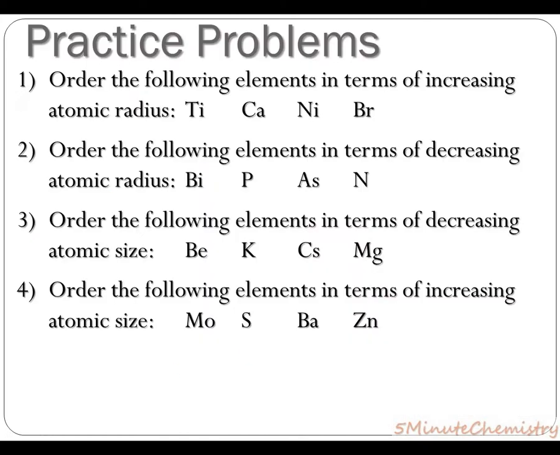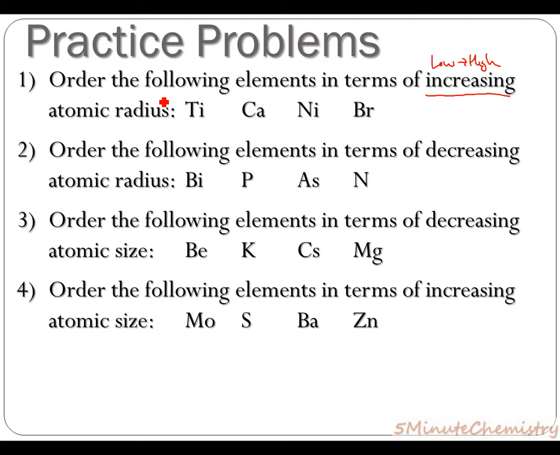Now we're going to work out some practice problems here. I'll give you guys a second to pause. I assume you have enough time to do that pause, and let's go and get started. So we want to order the following elements in terms of increasing atomic radius. Increasing goes from low to high. So hopefully you have a periodic table in front of you. You can work those out.